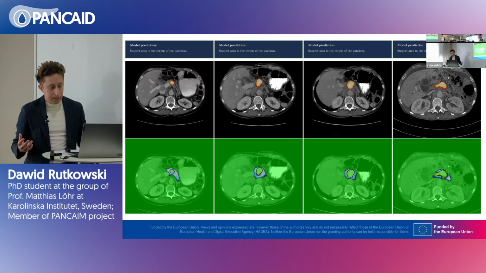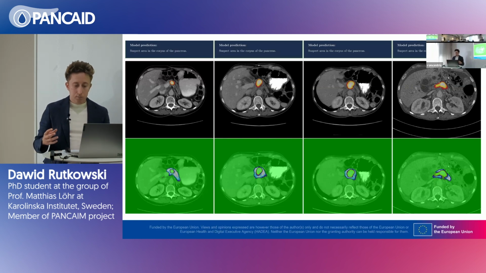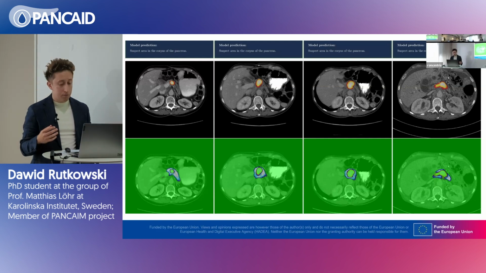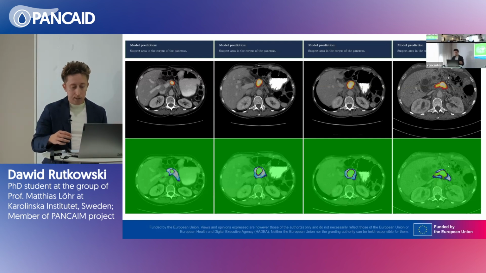So again, early detection has perhaps the most value, but there are also other clinical questions that can be answered and where AI can be of use for the clinicians. And this serves to illustrate some of those. This is currently being evaluated in the Pankian project by me and Matthias. So what you're seeing here is pretty much a preview of what's coming in a paper or two.